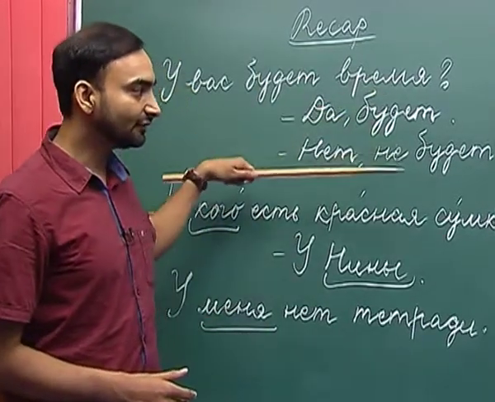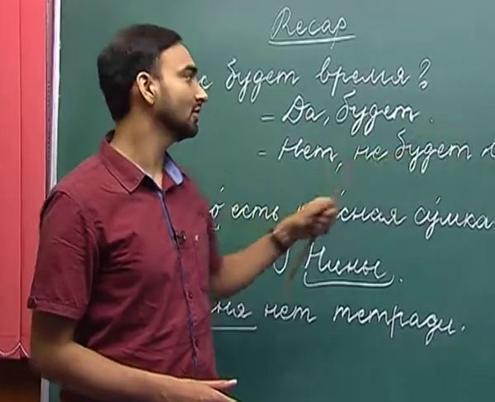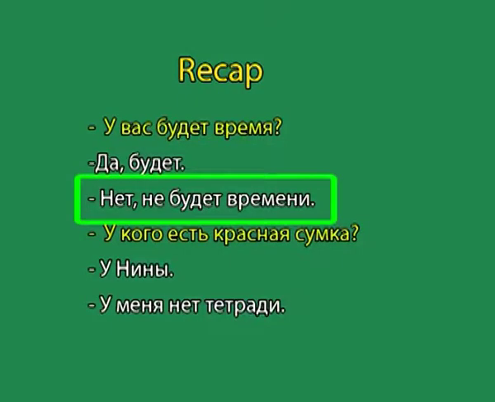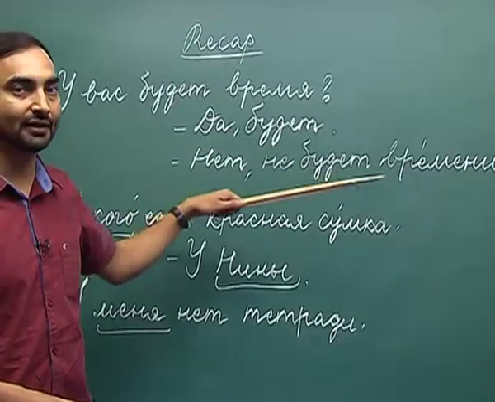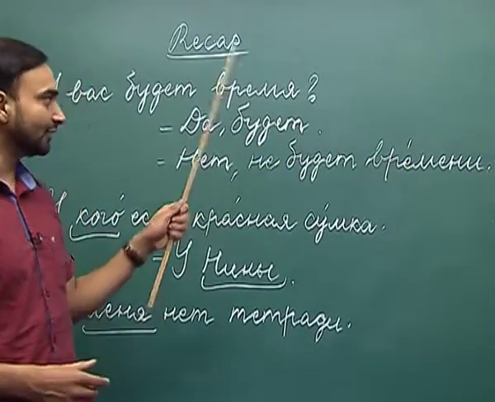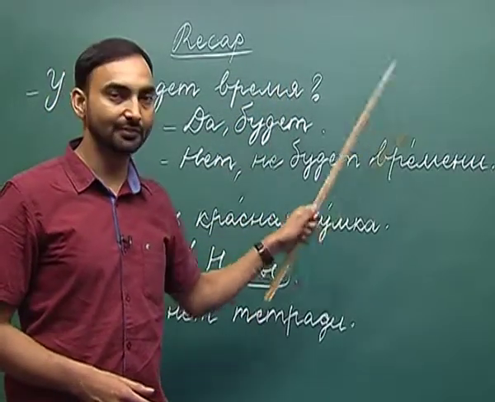So, in negative sentence, we have to use the genitive case form of the noun. So, время will change to времени. Нет, у меня не будет времени. No, I will not have time. So, время, which is a neuter gender noun, changes to времени.